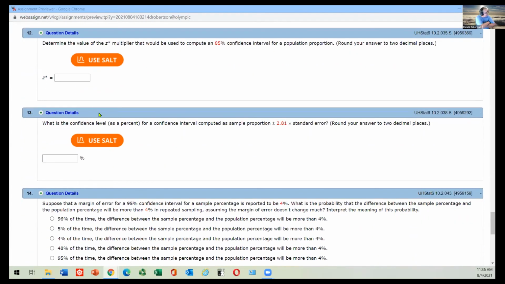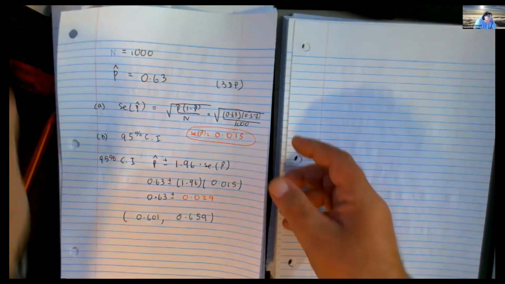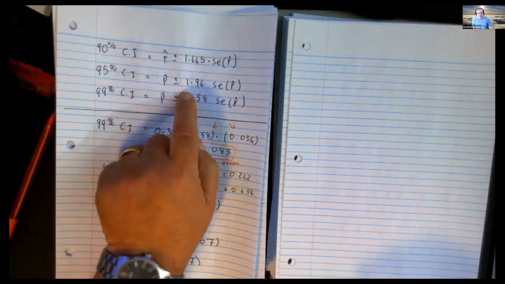So the first one here says, determine the value of Z star multiplier that would be used to compute an 85% confidence interval. So let me show you how we're going to get those answers. But we need a little bit of theory before we go there. I'm going to go back to a guy that we did at the start.